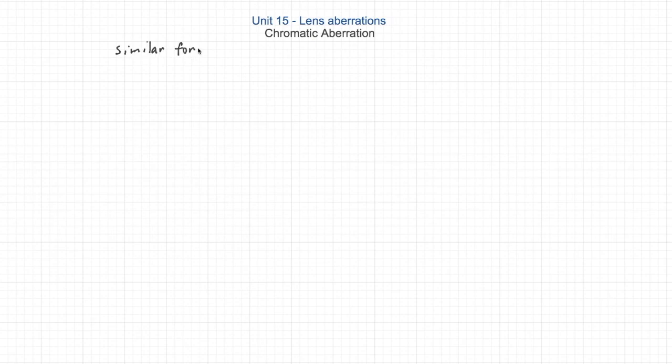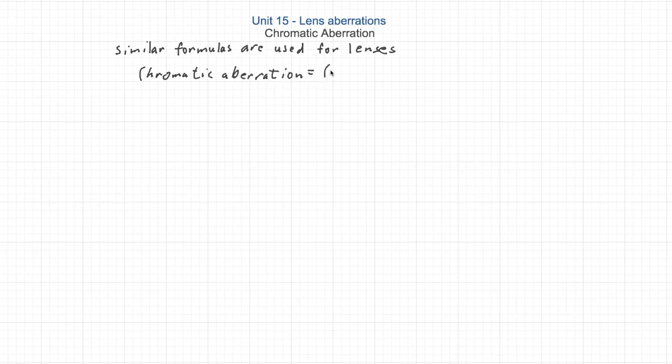So the formulas for chromatic aberration for lenses are very similar to the formulas for chromatic aberration for prisms. So the formula for chromatic aberration in a lens equals n sub F minus n sub C times the power of the lens in yellow light. To reinforce that, I'll put a little d there, but it's not necessary, over n sub d minus 1. It's the same thing as the power of the lens over its Abbe number.